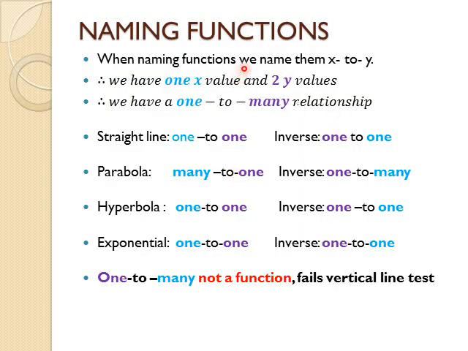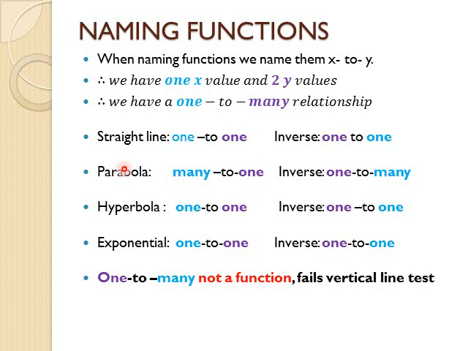Now, when naming these functions, we name them from x to y. So we have one x value and two y values. The x there is 1, and in my y value, there's two of them, many. So that is a one-to-many relationship. For a straight line, a horizontal and vertical line will only cut it once. Therefore, it's called a one-to-one function. And its inverse, if I swap x and y, will also remain one-to-one. So therefore, a straight line and its inverse are both functions.